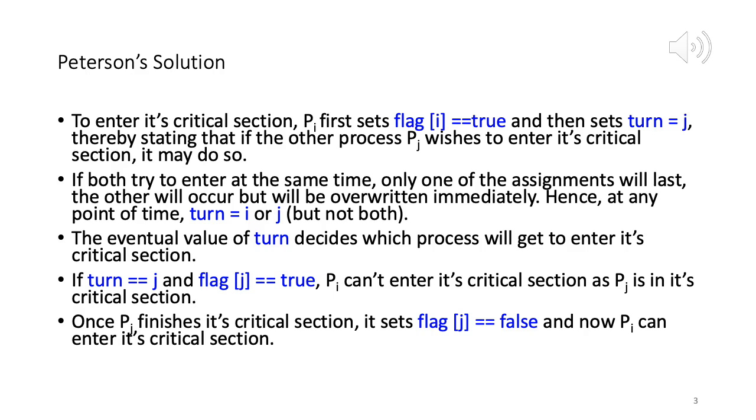It's a single value, so at any point of time it will contain either I or J but not both. Okay, either I or J but not both. The one process whose value is there at the end, it will get to enter. Eventual value of turn decides which process will get to enter its critical section. So if turn is J and flag J is true, Pi cannot enter its critical section as Pj is in it. Again, let us look at the code first, then we can understand.